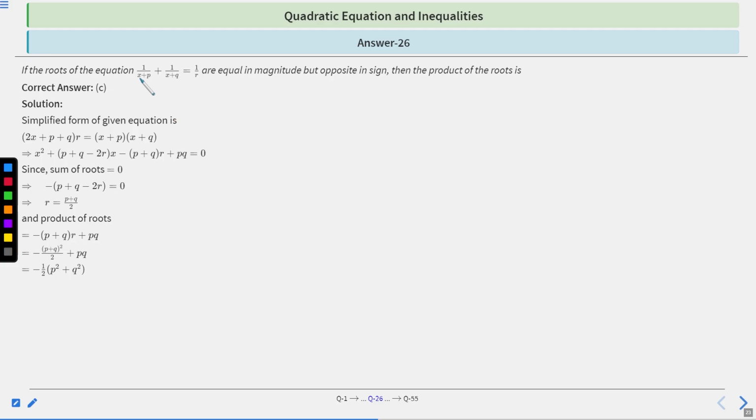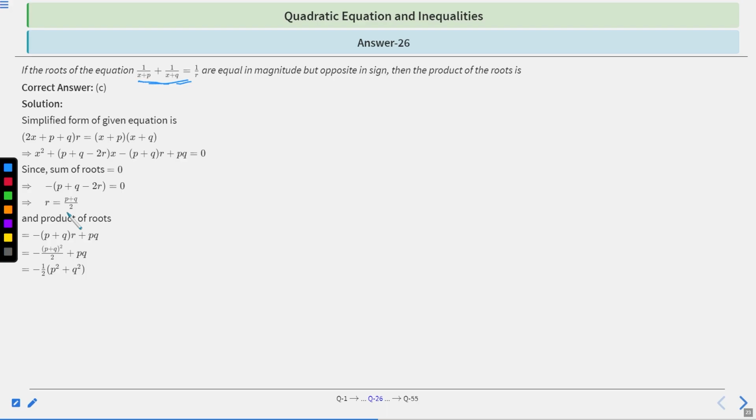So we can simplify this equation, and the simplified form of the given equation is x² + (p + q − 2r)x − (p + q)r + pq = 0, right? So the sum of roots is −b/a, as we know. Because the roots are equal in magnitude but opposite in sign, the sum of roots will be 0. So −(p + q − 2r) = 0. So r is equal to (p + q)/2, right?